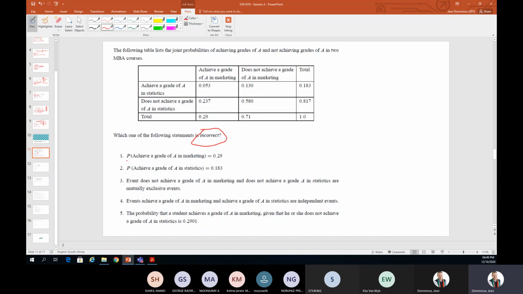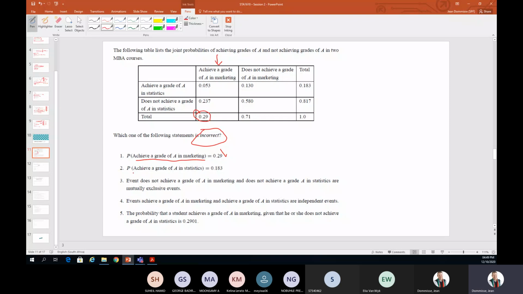Okay, so what is the probability of achieving a grade of A in marketing? So there it is, grade A in marketing. So it's basically that total. So that one is correct. They're not asking us anything else. They just want us to tell them what is the probability that you will get a grade A in marketing.